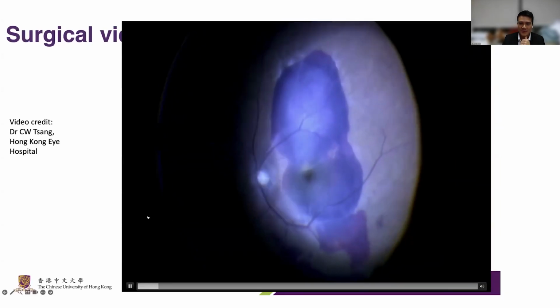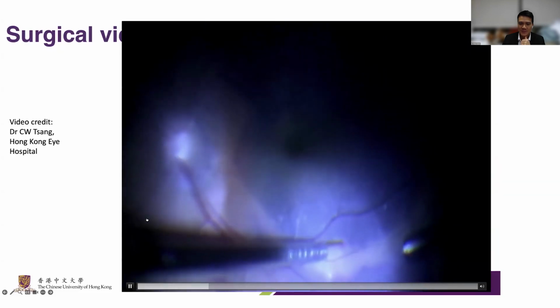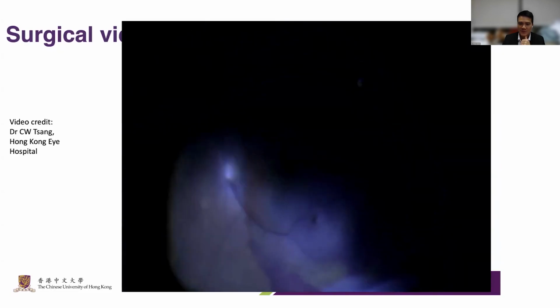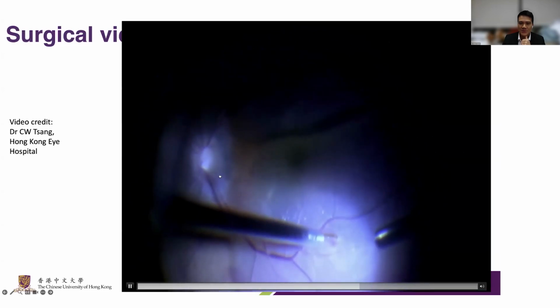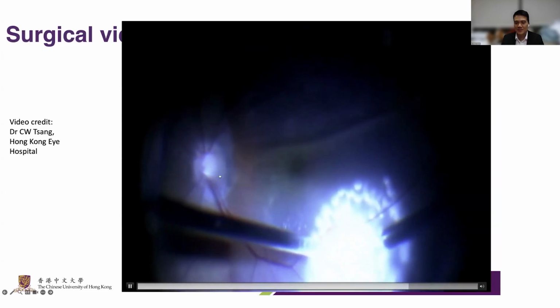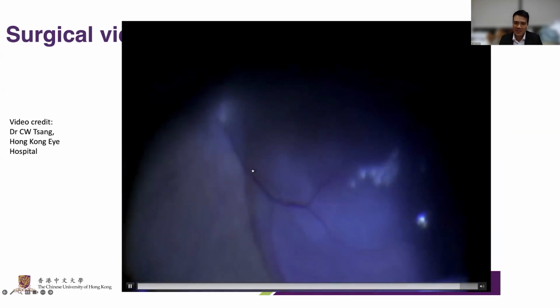This is another case of massive submacular hemorrhage. Again, you can see a very nice subretinal bleb as we inject the subretinal TPA and also subretinal anti-VEGF, followed by subretinal air injections.